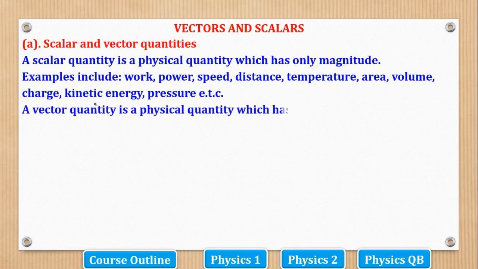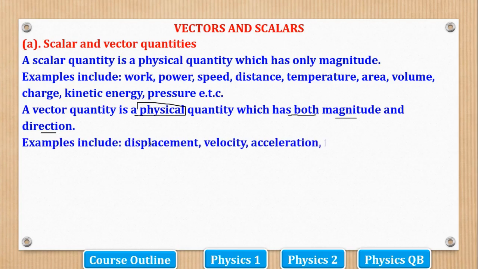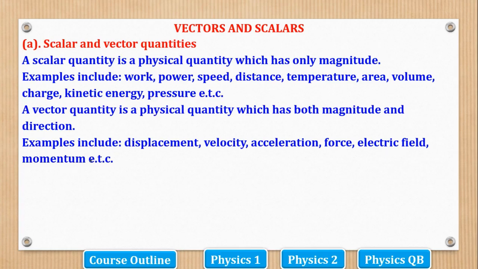On the other hand, a vector quantity is a physical quantity, so this word physical is now needed in A-Level, which has both magnitude and direction. Examples can be displacement, velocity, acceleration, force, electric field, momentum, and so on. That is the difference between scalar quantities and vector quantities. For scalars, we are only interested in the magnitude, while for vectors, we are interested in also the direction.